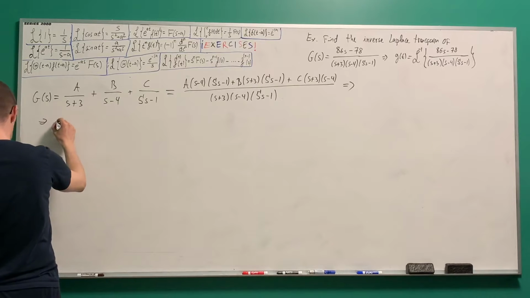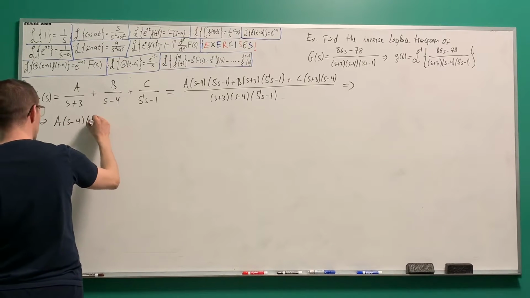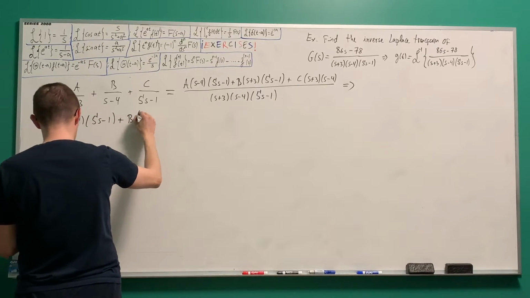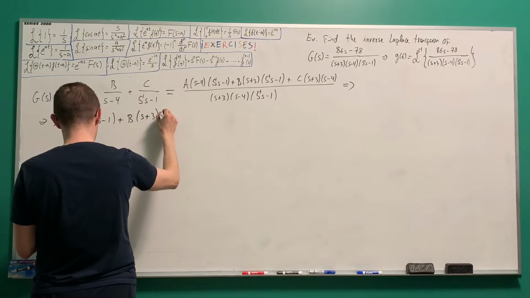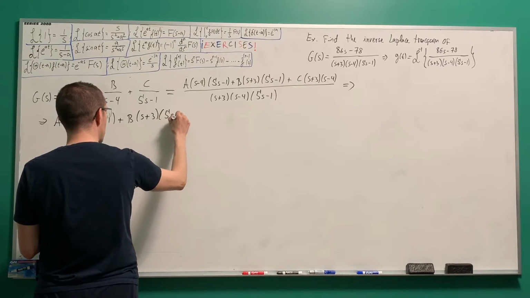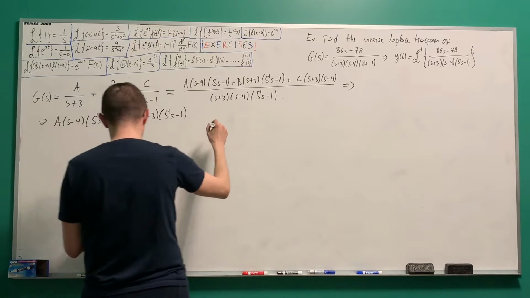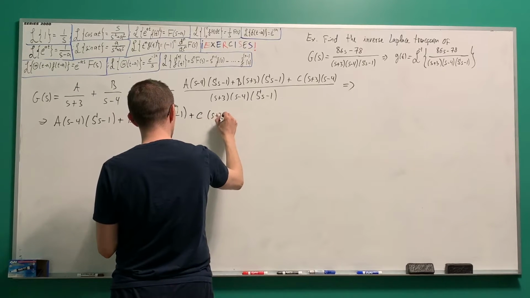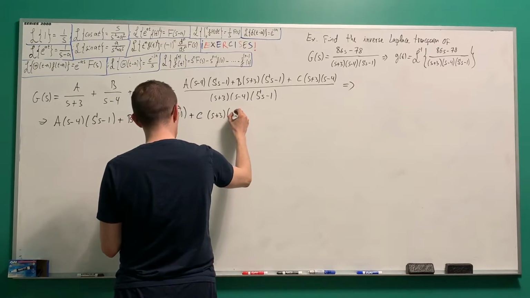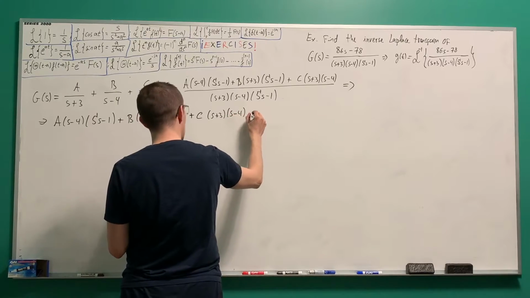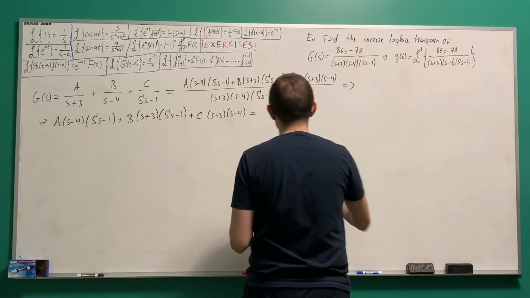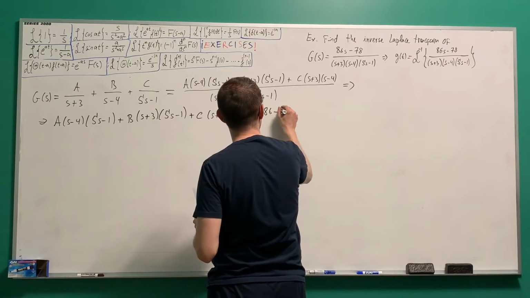That means that a times (s minus 4) times (5s minus 1), plus b times (s plus 3) times (5s minus 1), plus c times (s plus 3) times (s minus 4) equals, that's on the left hand side, which is this. Right hand side is 86s minus 78.